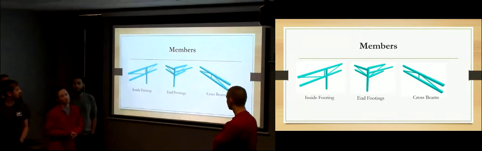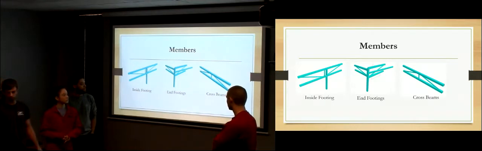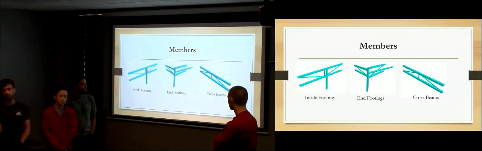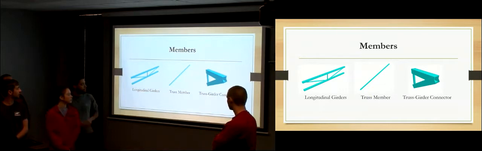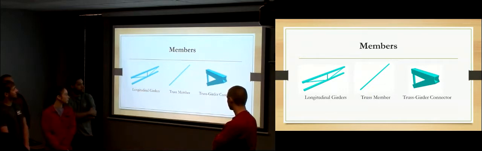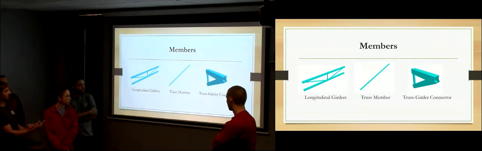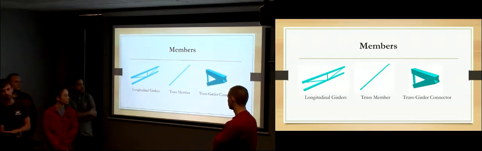And these are the individual members. The inside footings and the end footings were all just square hollow tubes. For the cross beams, we had square tubes, and the secondary elements, as you can see, are little circular hollow tubes. The girders are about the same. The truss members are also hollow tubes, and these are the connections for the truss to the girder, which are hollow tubes, of course.